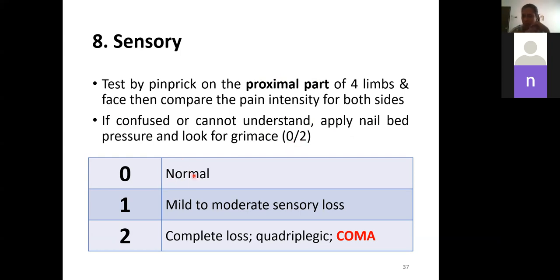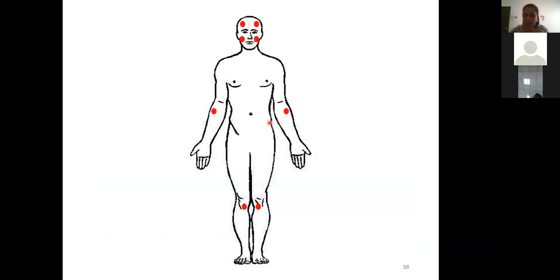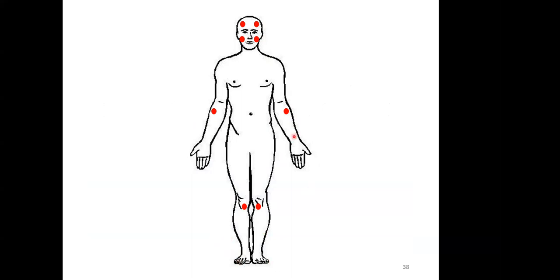So sensory, if normal, you score 0. Mild to moderate sensory loss, you score 1. Complete loss, where the patient can't feel at all, or the patient is quadriplegic or comatose, again you score either 0 or 2. These are the few places that you will test for pinprick sensation. You try over the bony prominence. Avoid the distal part, because the distal part might be confounded by glove and stocking neuropathy sensory loss.